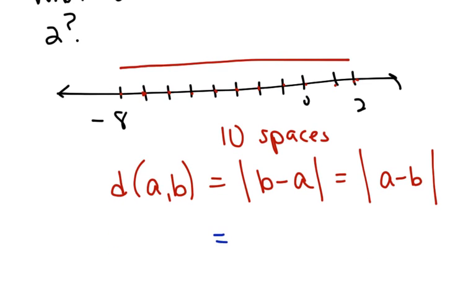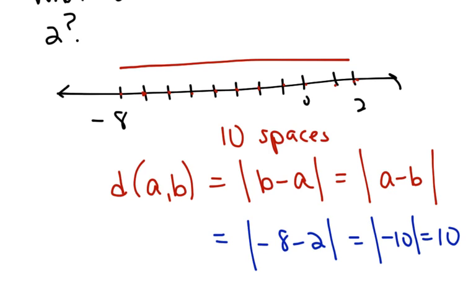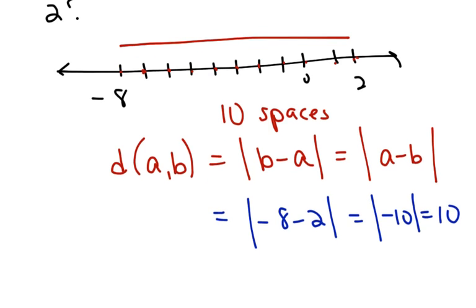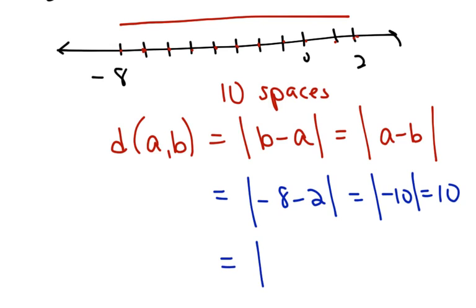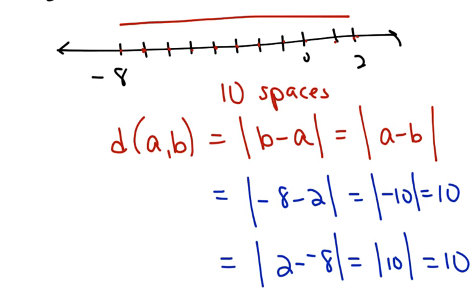So what I could have done is I could have done negative 8 minus 2, which is the absolute value of negative 10, which is 10. I also could have done 2 minus negative 8, which is 10, and the absolute value of 10 is 10. So the distance between 2 points on the number line can be found by subtracting the two values and finding their absolute value.